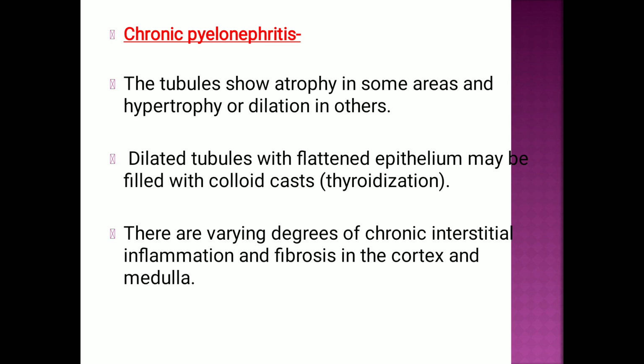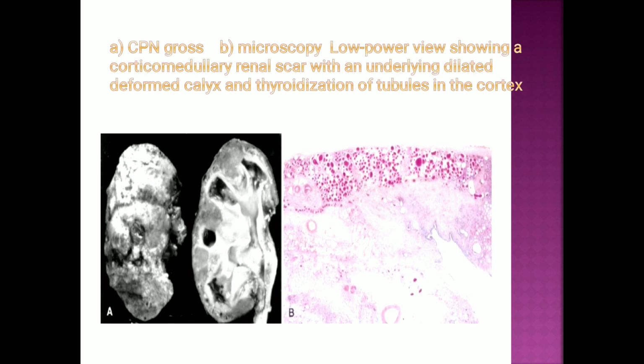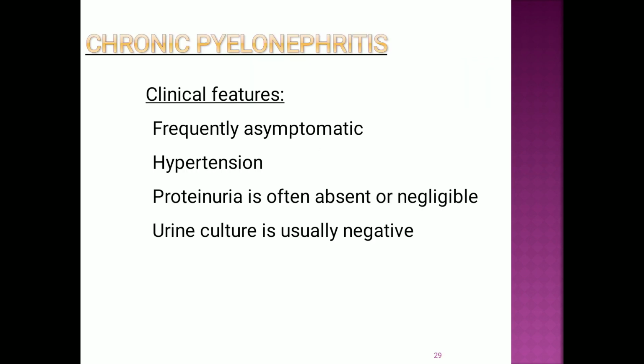Chronic pyelonephritis. The tubules show atrophy in some areas and hypertrophy or dilatation in others. Dilated tubules with flattened epithelium may be filled with colloid casts, called thyroidization. There are varying degrees of chronic interstitial inflammation and fibrosis in the cortex and medulla. CP gross and microscopy: a low power view shows a corticomedullary renal scar with an underlying dilated, deformed calyx and thyroidization of tubules in the cortex.